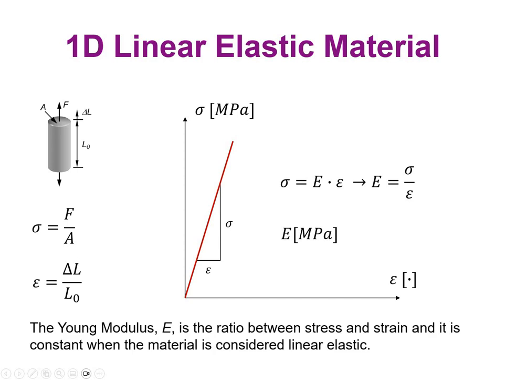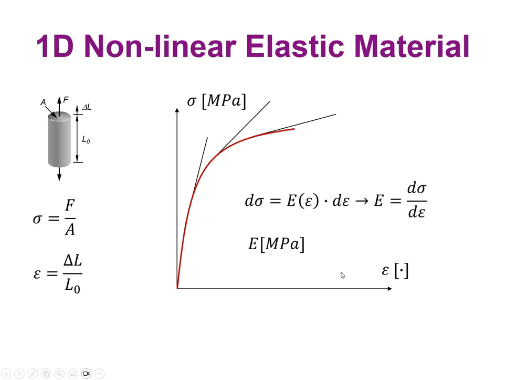So the Young modulus E, again, is the ratio between the stresses and strain, and it's constant when the material is considered linear elastic. So these are the definitions for this one-dimensional linear elastic material. Another thing we can mention here is that, because we are working in the unidimensional space, the stress, the strains, and the Young modulus are scalars.